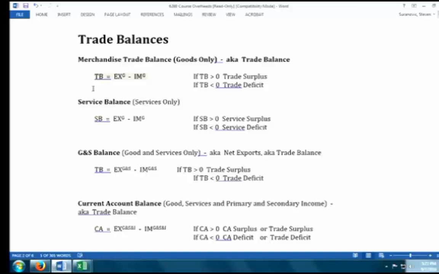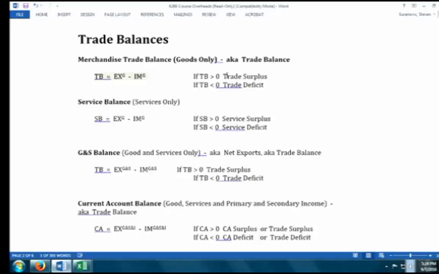I'm going to use the variables TB just to refer to trade balance. And it's looking at only the balance on goods alone. So it's looking at a subcomponent of the current account and just picking out merchandise goods and saying, okay, how much merchandise did we export? How much merchandise did we import? And let's find the balance or the difference between those. Let's take exports of goods minus imports of goods, and we can define that difference as the trade balance. Or more specifically, we would call it the merchandise trade balance.